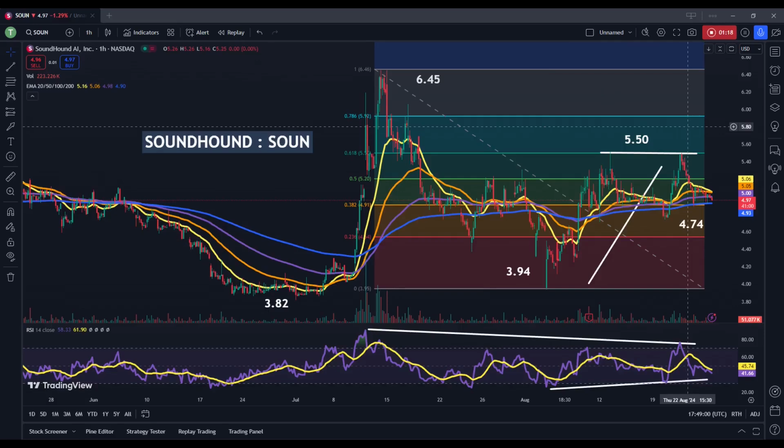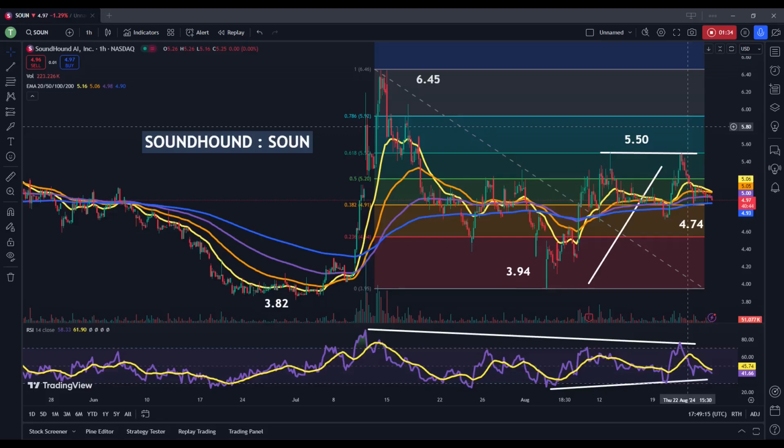Now, in my view, this $5.50 area is extremely critical for a few different reasons, and all of these reasons are sort of working together. So in my view, this area is going to be the most important level to watch going forward, or at least in the near term.